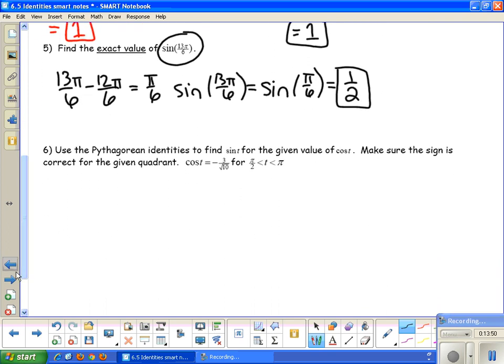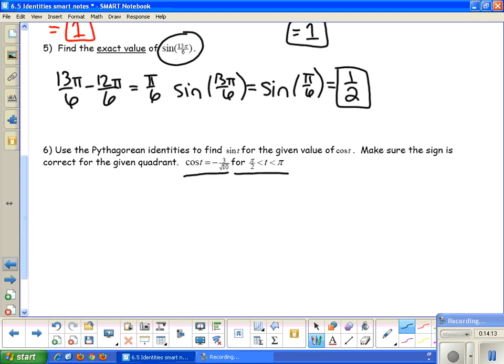And the very last part. So the very last part says use the Pythagorean identities to find the sine of t for the given value of cosine t. Make sure the sine is correct for the given quadrant that you have. So right now it says the cosine of t is equal to -3 over root 10, and it's in between pi over 2 and pi.